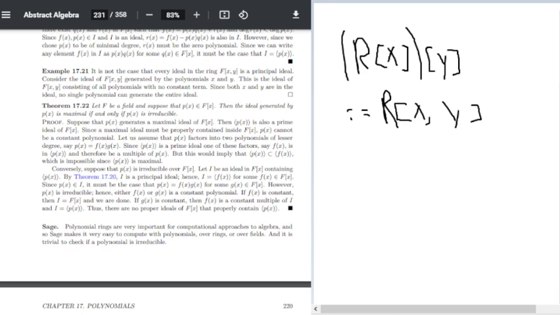However, p of x is irreducible. Hence, either f of x or g of x is a constant polynomial. If f of x is a constant, then I is equal to F of x and we are done. If g of x is a constant, then f of x is a constant multiple of p of x, and I is equal to the principal ideal generated by p of x. Thus, there are no proper ideals of F of x that properly contain the ideal generated by p of x.